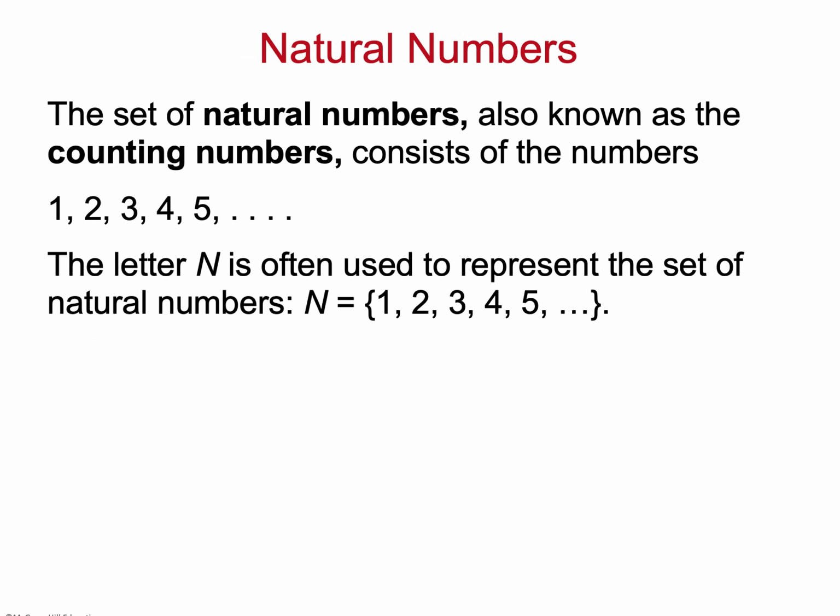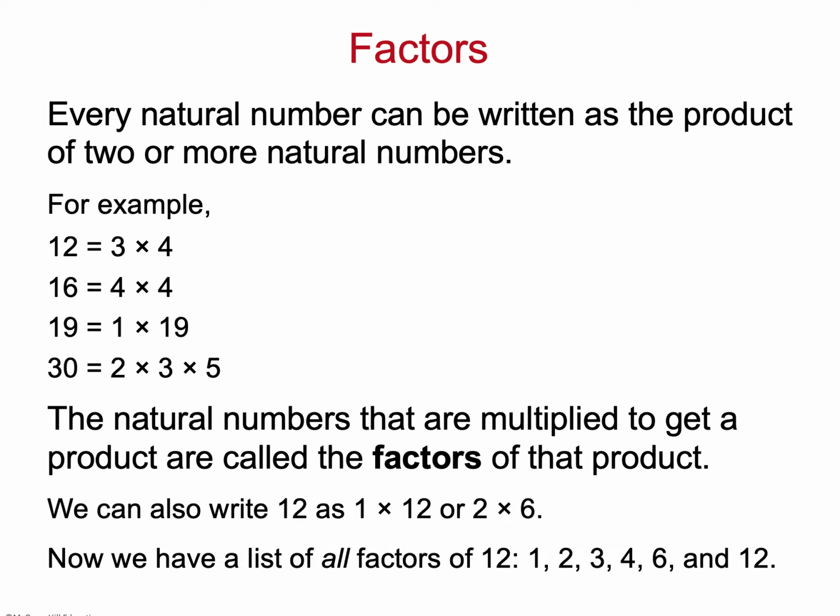So natural numbers are what we call counting numbers. They're numbers we can count on our fingers. So 0, being 0 fingers, technically is not actually a natural number. So it's numbers starting with 1. And they have to be whole because I can't count 1.5 on my fingers.